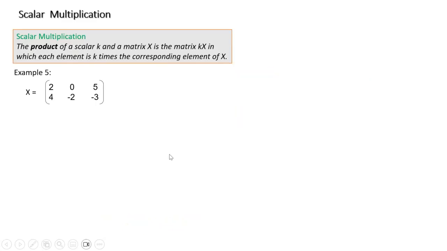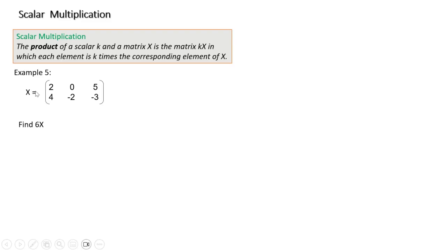Now let's do the scalar multiplication. This is a product of a scalar K and a matrix X. It is a matrix Kx in which each element is K times the corresponding element of X. Again, it's better to do an example than to read the definition, but here's what the definition means.